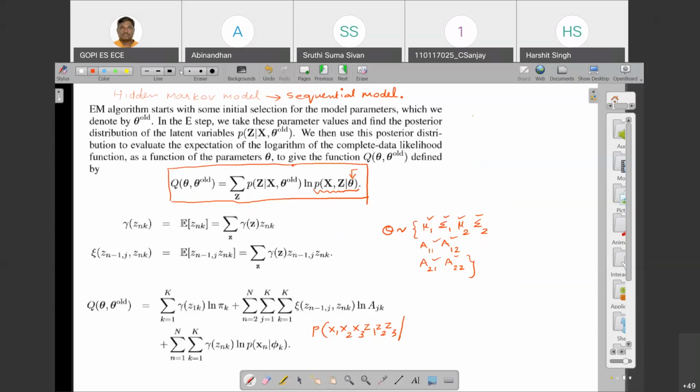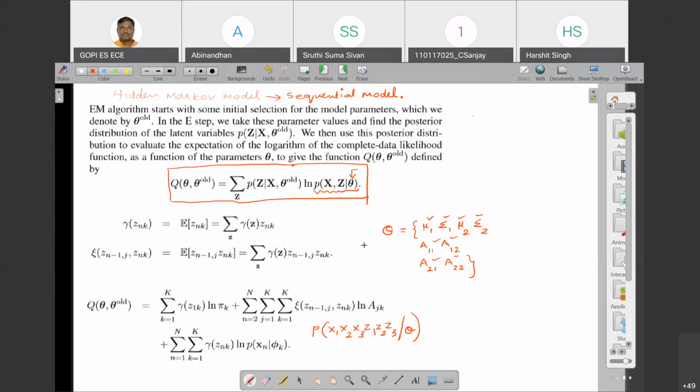So we call the elements of theta combined together theta here. So given this theta, what is the probability that X1, X2, X3, Z1, Z2, Z3 is getting generated? That is what it is doing, right?